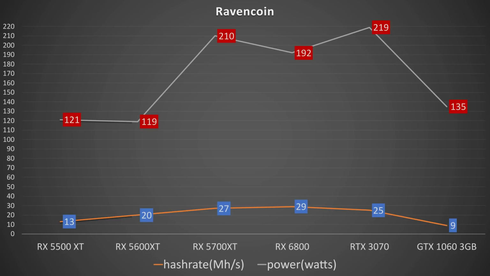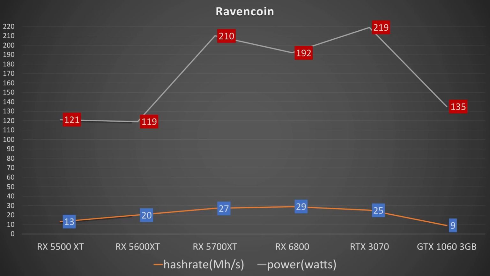Your goal here is going to be finding the GPU that basically has the two lines closest together. What that means is basically it has the highest hash rate with the lowest amount of power consumption. On this chart we have the RX 5500 XT, and with that we have 13 megahash a second at 121 watts. On the RX 5600 XT we have 20 megahash a second at 119 watts.